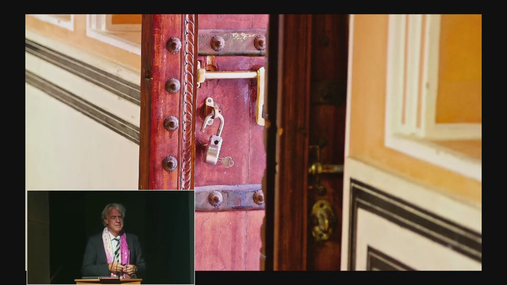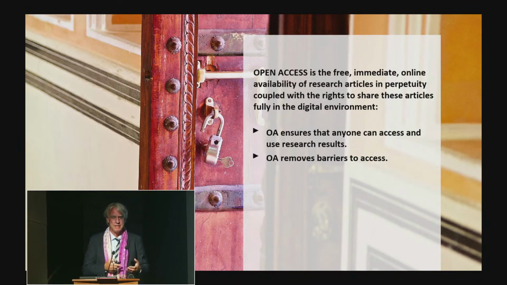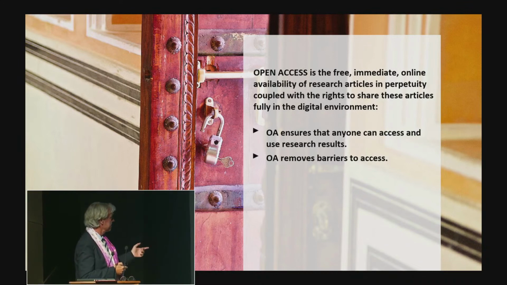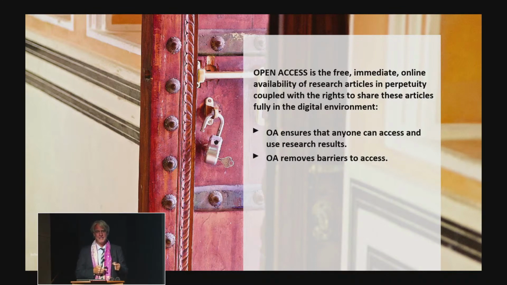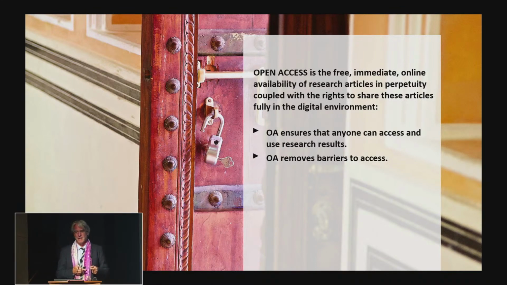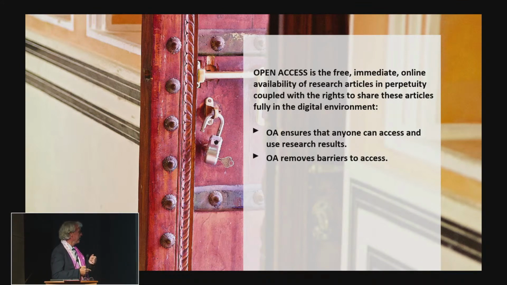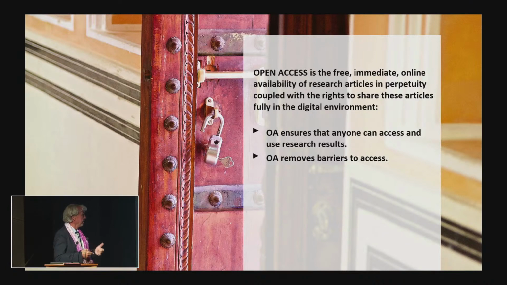So I always think it's important to go back to the basics and remember what open access actually means. As you can see, open access is the free, immediate online availability of articles in perpetuity. The perpetuity is also very important, coupled with the rights to share these articles fully in a digital environment. That means OA ensures that anyone can access the data and can access the article as well. And secondly, OA removes barriers to access because you have access to it. You can actually see it and you can read it.